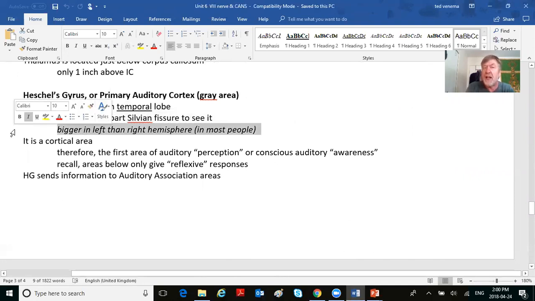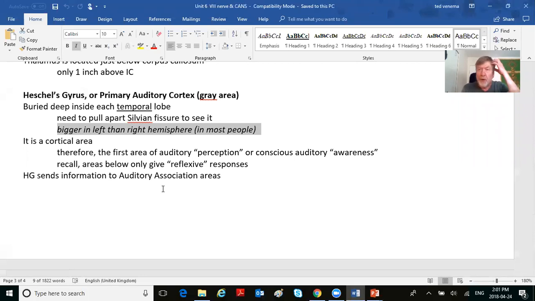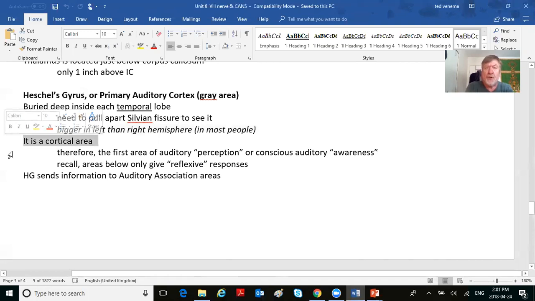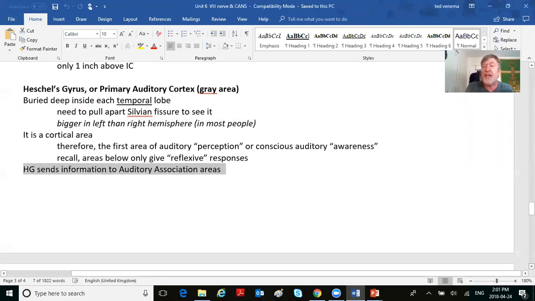And look at this in italics. It's bigger in the left than in the right in most people. So the left temporal lobe is usually dominant for speech in most people. It is a cortical area. Therefore, it's the first area of auditory perception or conscious auditory awareness. Recall, the areas below only give reflexive responses. Heschl's gyrus sends information to auditory association areas.